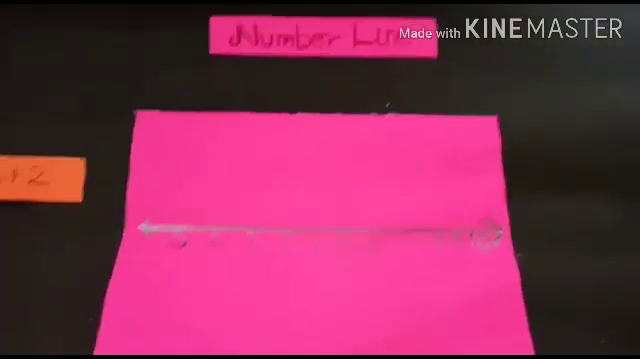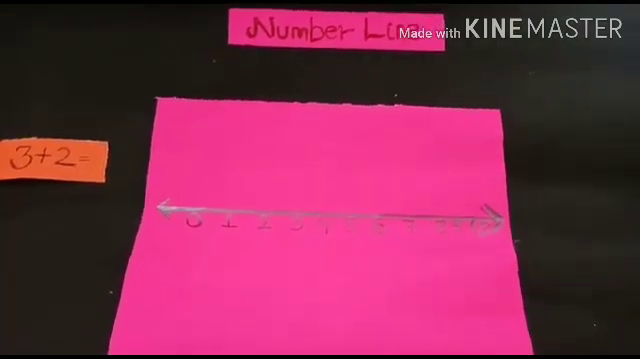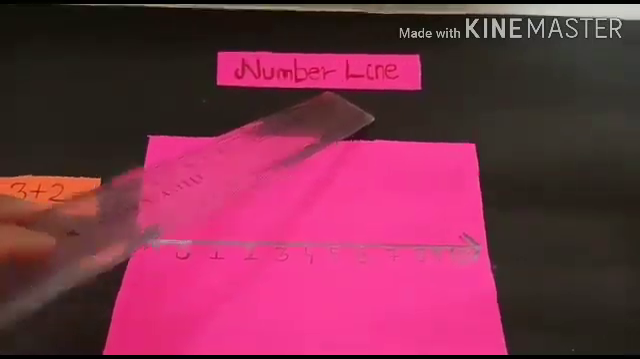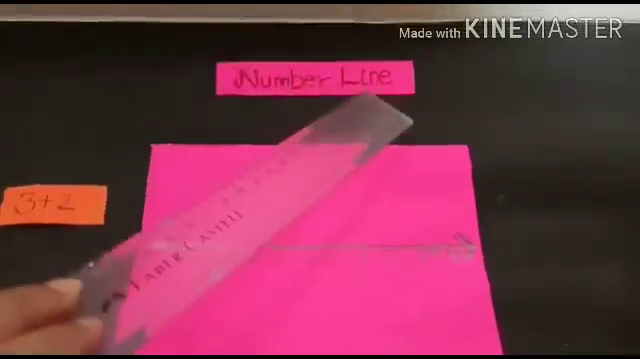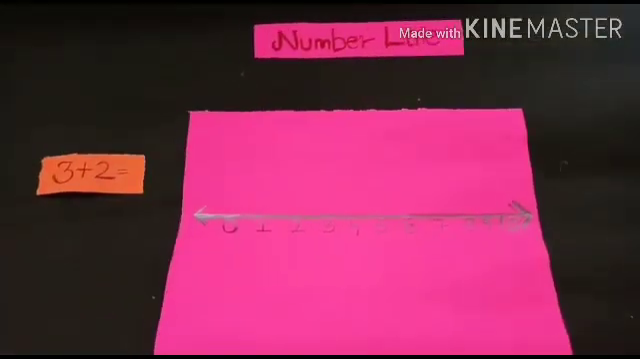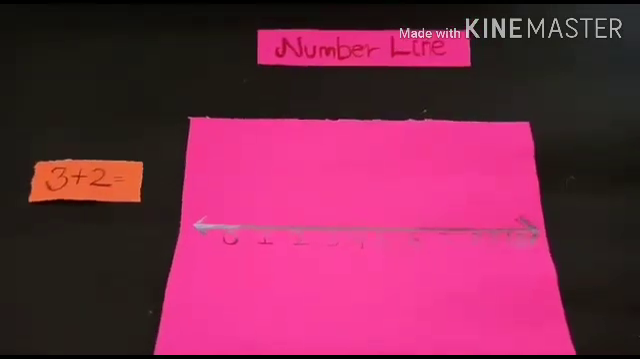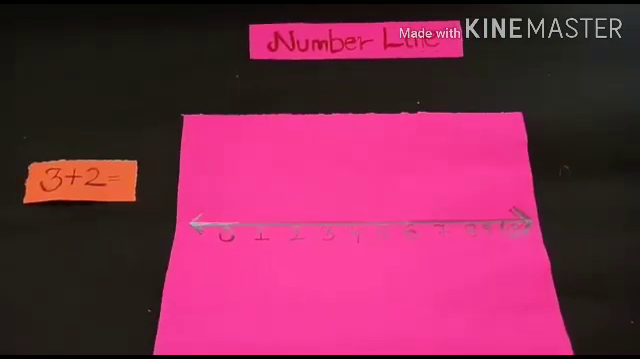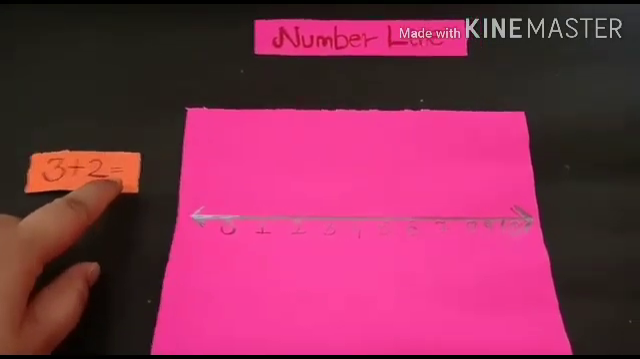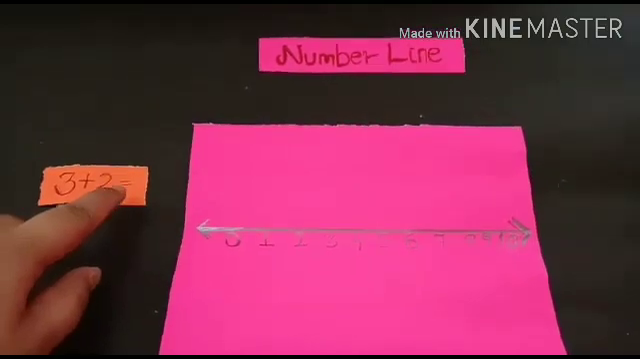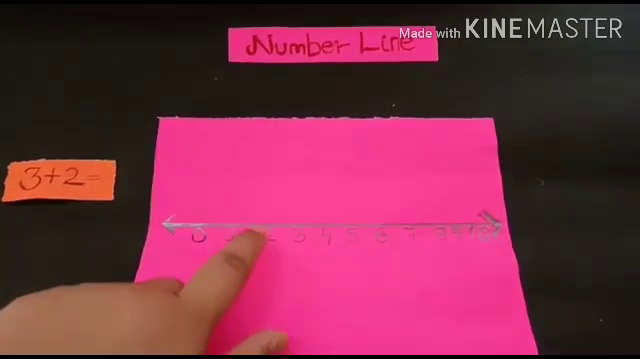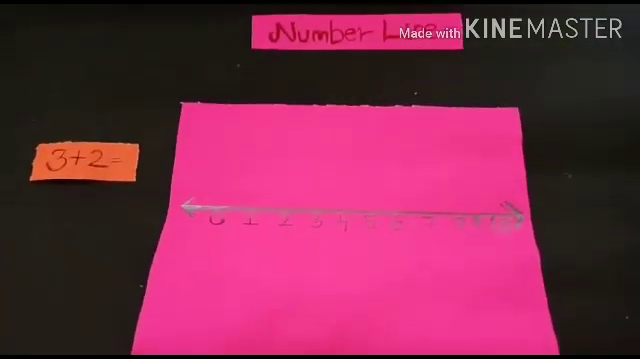So children, here we are going to learn how to do addition using number line. So let us see how we will do it. We have one question in front of us, and that is 3 plus 2 equals, we don't know the answer. So we are going to do this by using number line. Okay, let us see how we do.